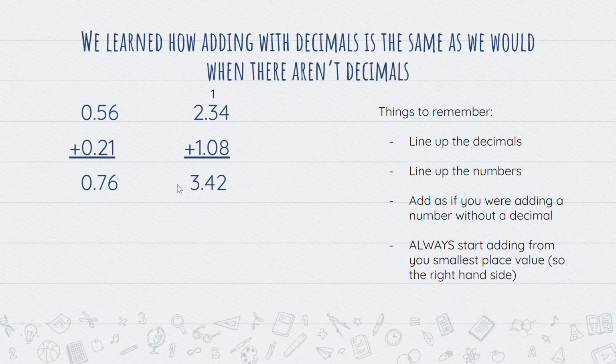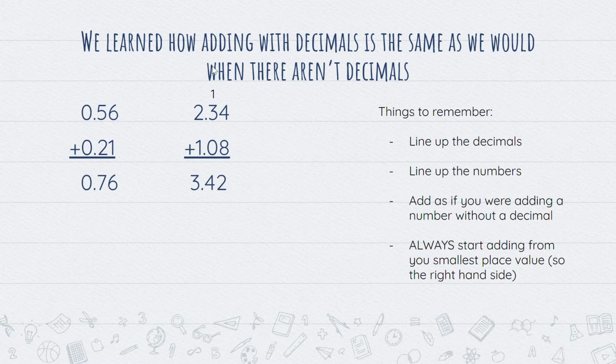If we look at this example over here, we have the decimals aligned, we have our numbers aligned as best I can on this computer. Then we start from the right hand side and go 6 plus 1, this should be 7, so it gives us 7. Then we have 5 plus 2 gives us 7. We drop our decimal, 0 plus 0 is 0.